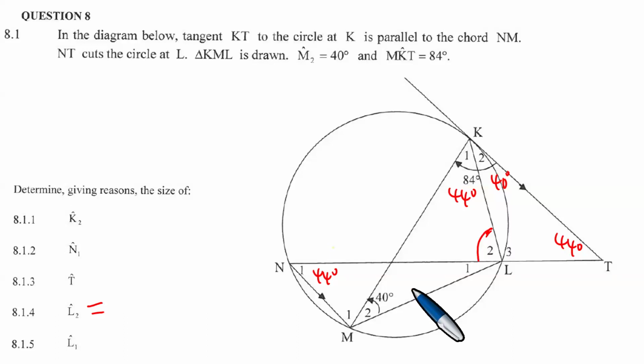What is the size of L2? 96. That sounds very smart, but why do you think it is that way there, Tsenelo? Why? Sum of angles on a straight line. Yeah, that sounds awesome.